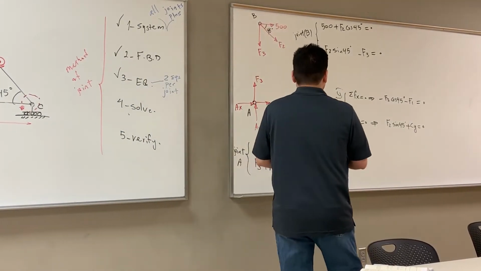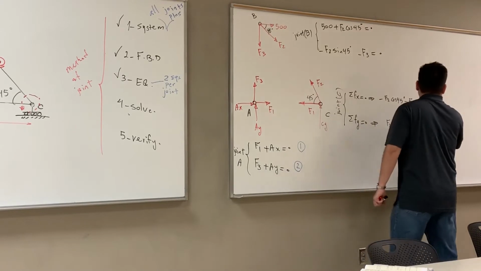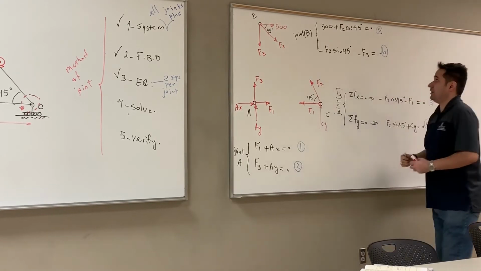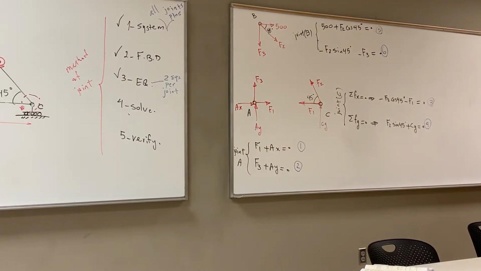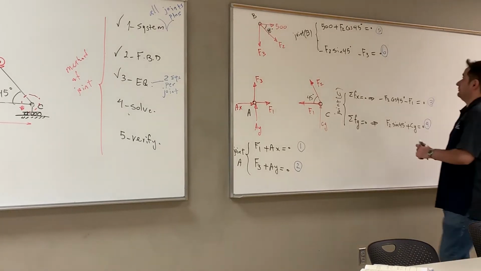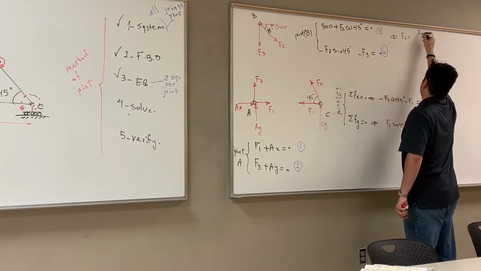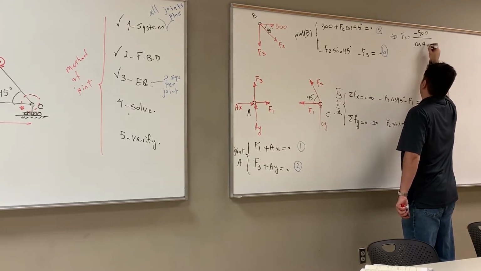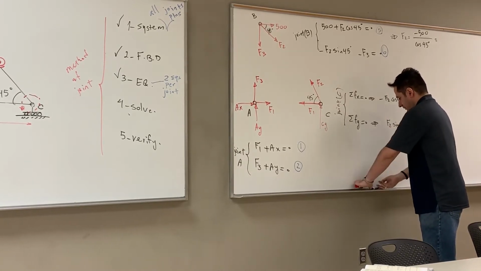Let's put some numbers here, some labels. Equation 1, 2, 3, 4, 5, 6. Which one should I start solving the problem with? Equation number 5. So you get F2 is equal to negative 500 immediately divided by cosine 45. Put in your calculator.